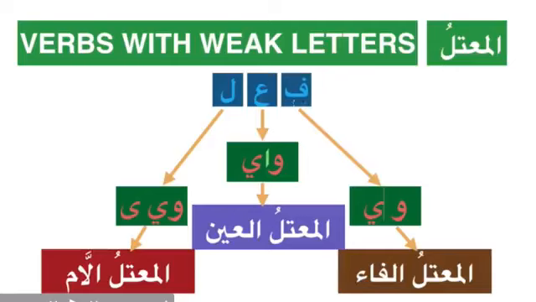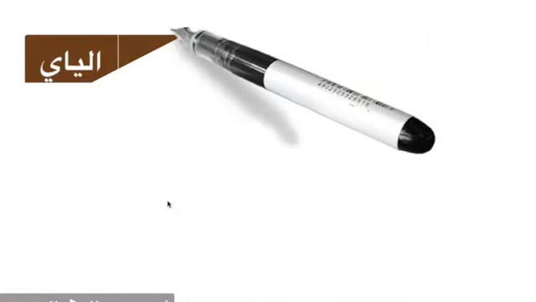So if there is a weakness in the fa kalima, it's called al mu'tal al fa'a, and if there's a weakness in the ayn kalima, it's called al mu'tal al ayn, and if there's a weakness in the lam kalima, it will be mu'tal al lam. So we've got names for these weaknesses. If there is mu'tal al fa'a, it's called al mithal, and depending on which letter is present in that fa kalima, it is called al mithal al wawi or al mithal al ya'i.